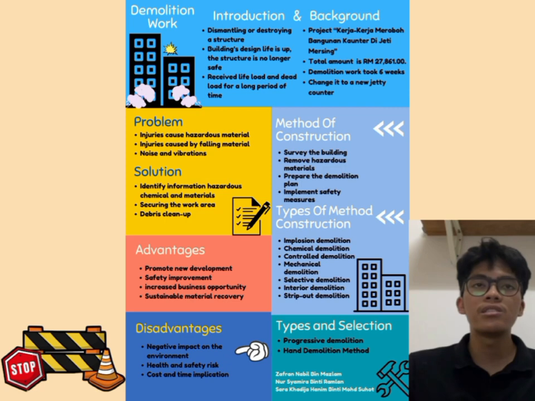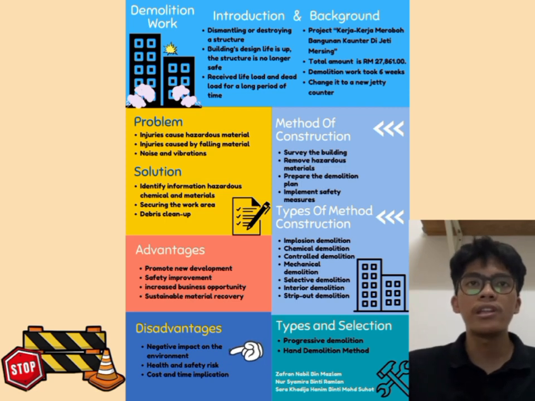The second one is health and safety risks. While there is safety improvement, there are also risks to health, or in the worst case scenario, it costs lives in demolition works. For example, the risk of being injured by falling debris, structural instability, hazardous material, and accidents involving heavy machinery or equipment.